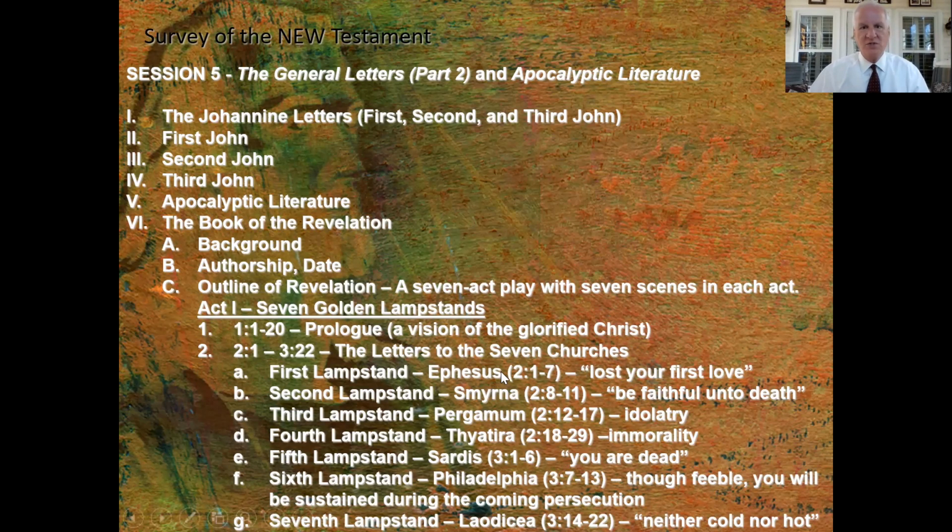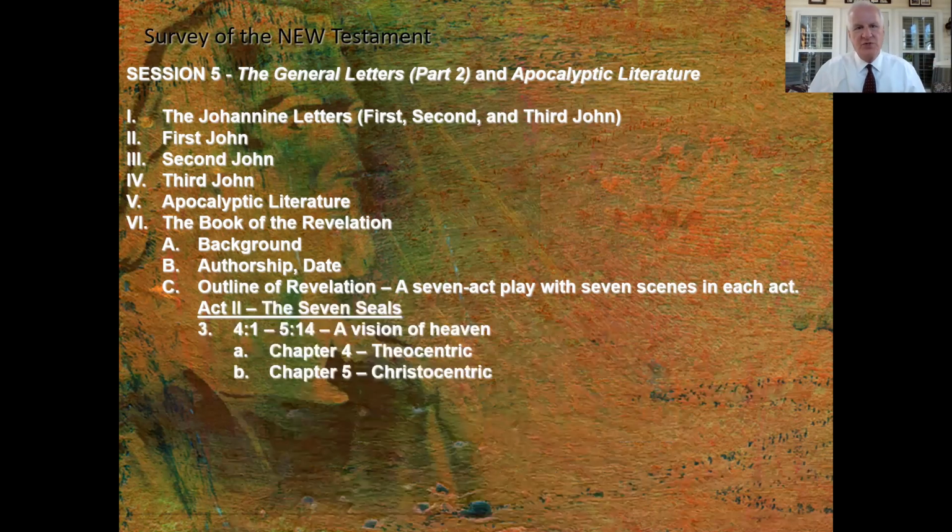The first lampstand was the church in Ephesus, which had lost its first love. The second lampstand, the church in Smyrna, where the writer admonishes them to be faithful unto death. The third lampstand, Pergamum. The fourth lampstand, Thyatira. The fifth lampstand, Sardis. The sixth lampstand, Philadelphia. And the seventh lampstand, Laodicea, the famous church that was neither cold nor hot, but was lukewarm. So the first act is really surveying representative churches of the universal church.